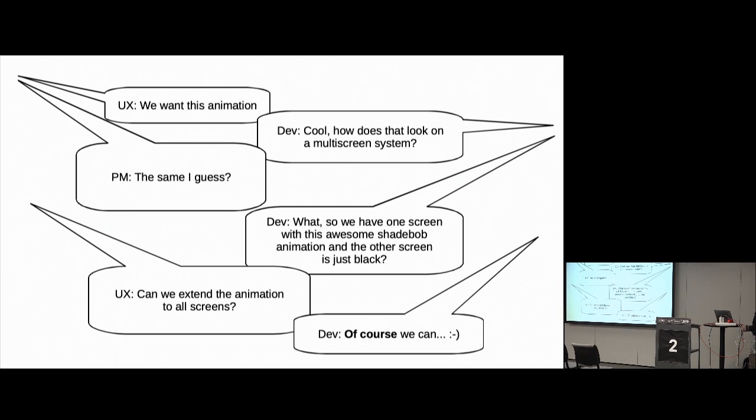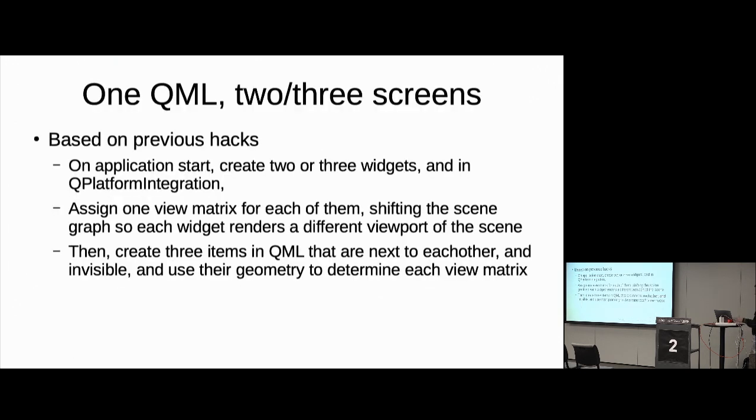And developers driven again, we were like, what? So we have one screen with this awesome effect, and the other screen should just be black. That's not good enough. And UX was like, what? Can we extend that animation to the other screens? And our answer was, of course you can. I mean, Qt only supports one screen for the QML scene. So if you have one QML QtQuick scene, only one screen. But who cares? How do you get QtQuick to render to multiple screens?